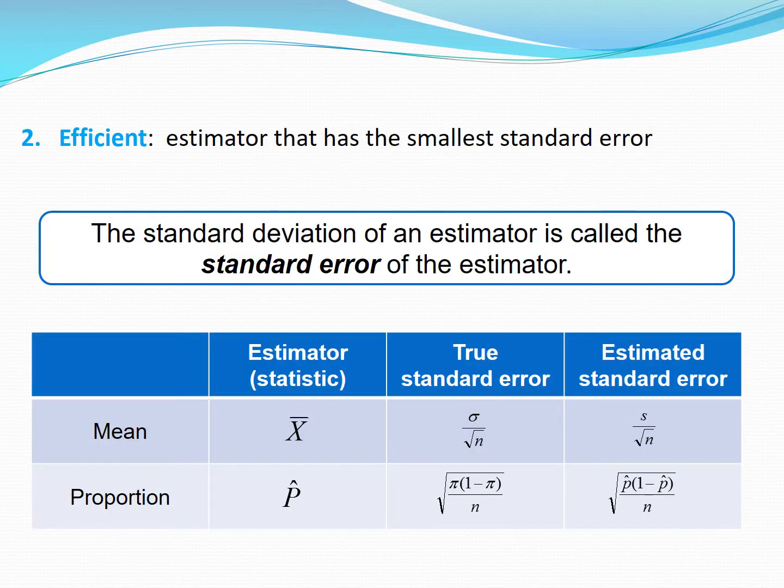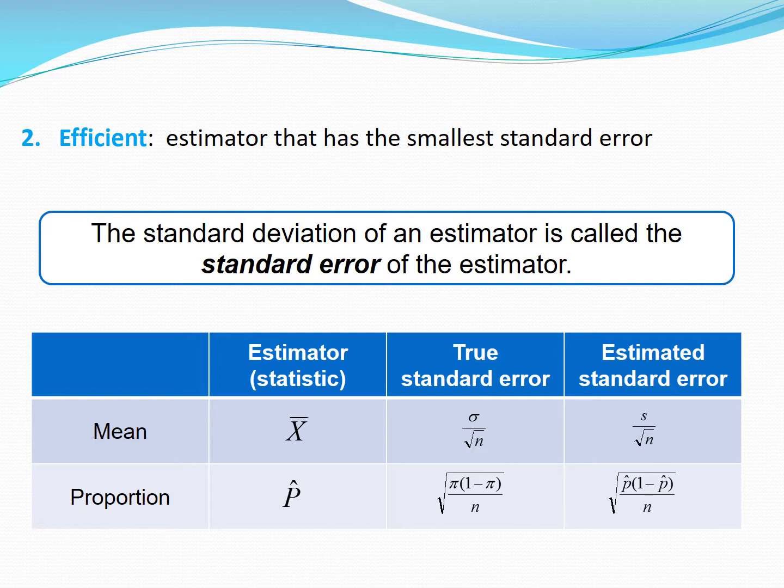Secondly, we will choose the point estimate that is most efficient, and that will be the estimator that has the smallest standard error, and the standard error is simply the standard deviation of the point estimator. So under the central limit theorem, the standard error of our sample mean is given by the population standard deviation divided by the square root of your sample size. But if we do not have the values for the population, we can estimate the standard error by this. So the population standard deviation will be estimated by the sample standard deviation.